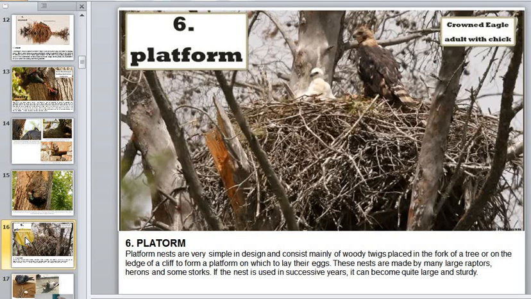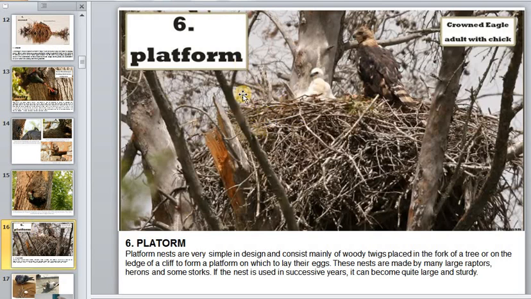Platform nests. Platform nests are very simple in design and consist mainly of pieces of wood in the fork of a tree or on the ledge of a cliff, forming a platform on which to lay the eggs. These nests are made by many large raptors and some storks. If the nest is used successfully for years, it can become quite large and sturdy.